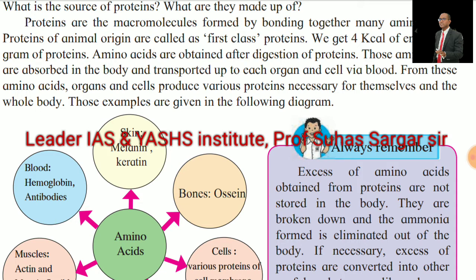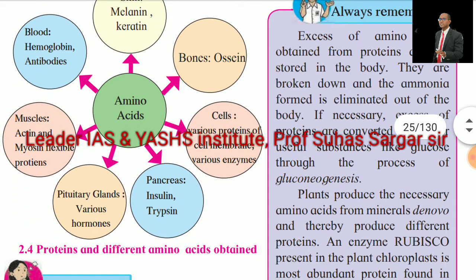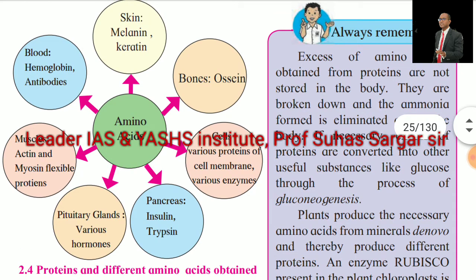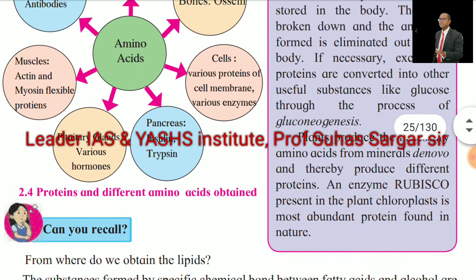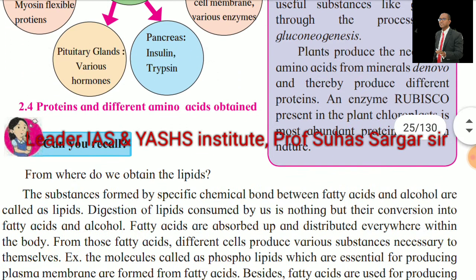From these amino acids, organs and cells produce various proteins necessary for themselves and the whole body. Those examples are given in the following diagram. Always remember the proteins and the different amino acids obtained. In the box, always remember excess amino acids obtained from protein are not stored in the body. They are broken down and ammonia is eliminated out of the body. If necessary, excess proteins are converted into other useful substances like glucose through the process of gluconeogenesis. The plant produces the necessary amino acids from minerals de novo and thereby produces the different proteins. The enzyme rubisco, present in the plant chloroplast, is the most abundant protein found in nature.